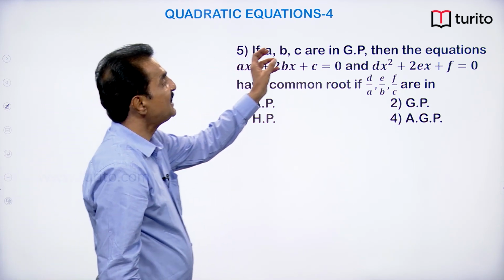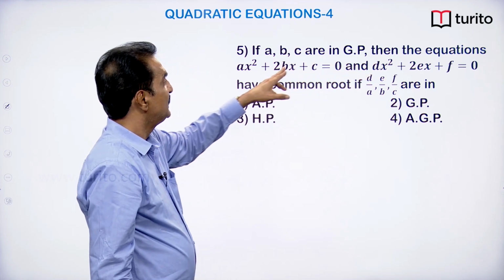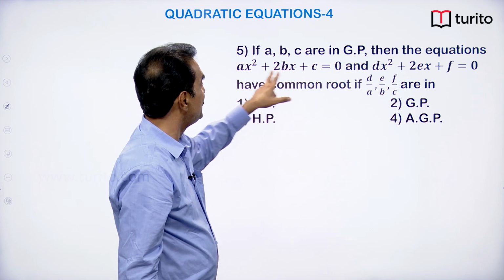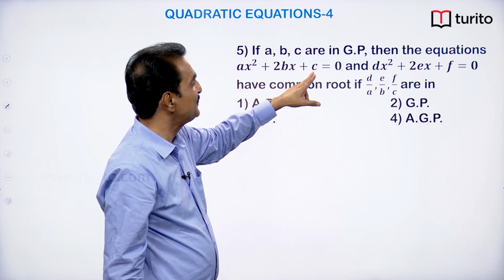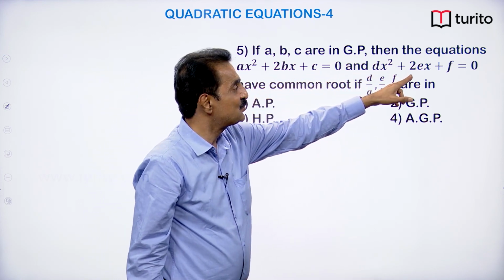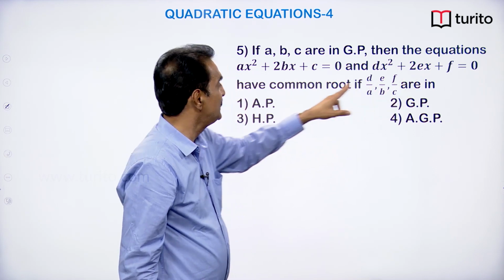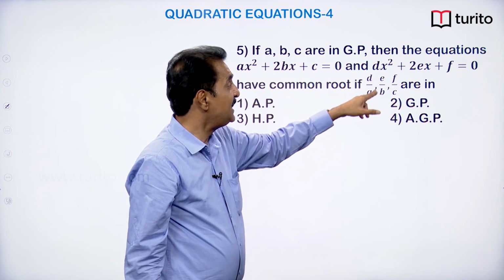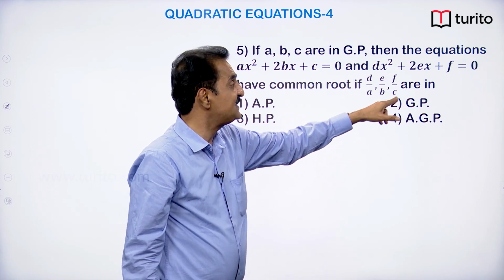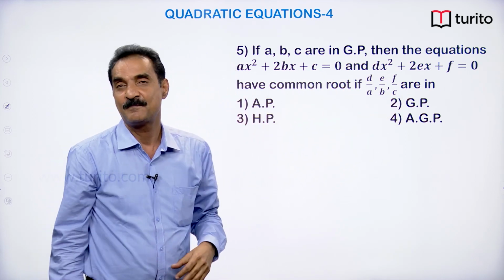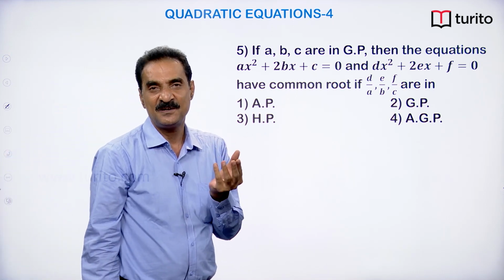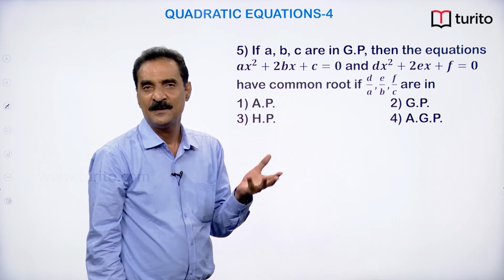If a, b, c are in GP, then the equations ax square plus 2bx plus c is equal to 0 and dx square plus 2ex plus f is equal to 0 have a common root if d by a, e by b, f by c are in which progression? Already I have explained about AP, GP, HP briefly.